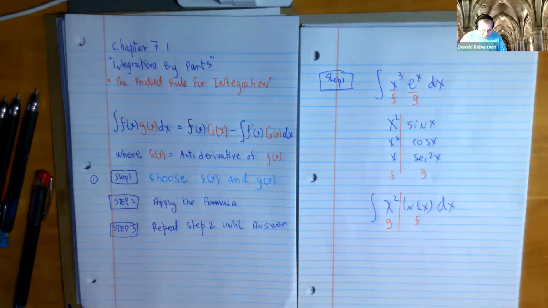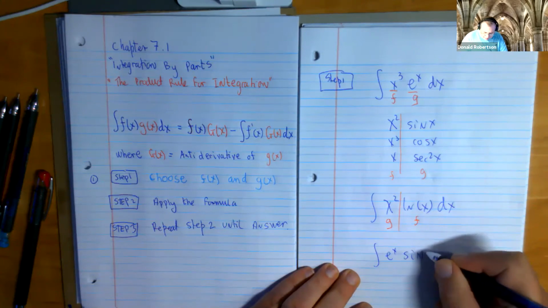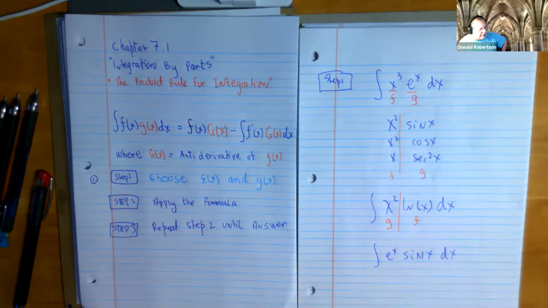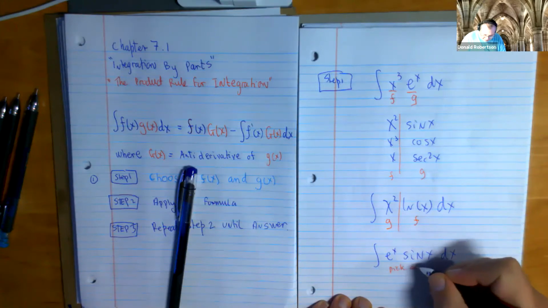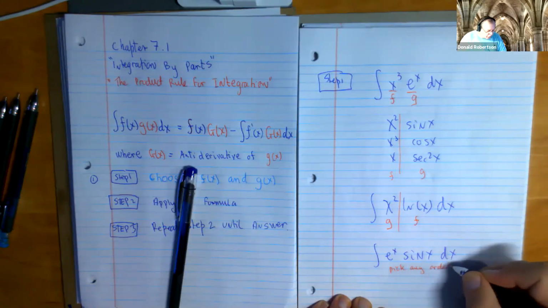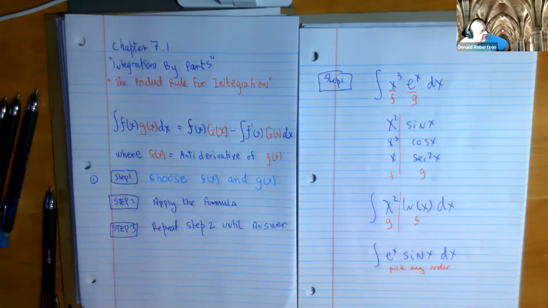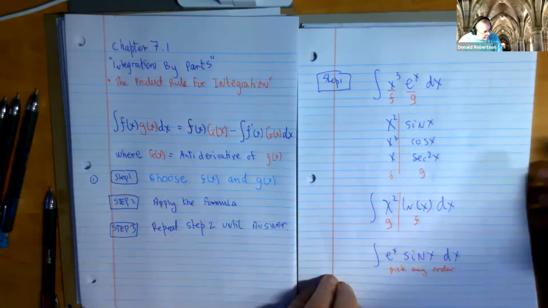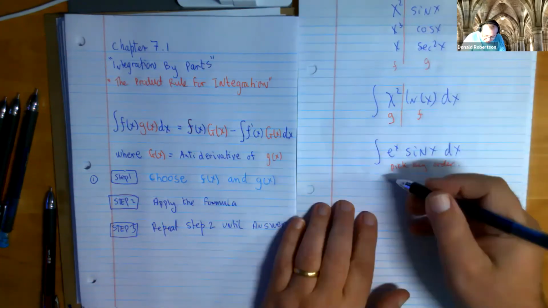Okay. If you ever see a combination of e to the x's with a trig function, the answer's dead easy. Pick them in any order. You can make either of them f or either of them g. Both ways work. Just be consistent. So do you see there are choices going on here, at least in some cases?